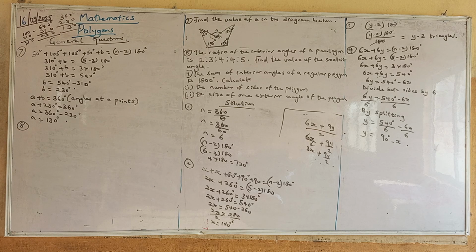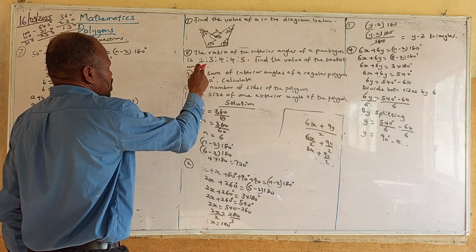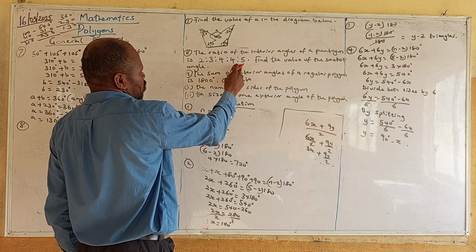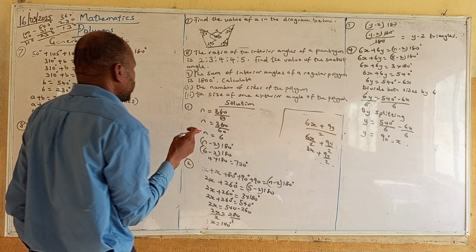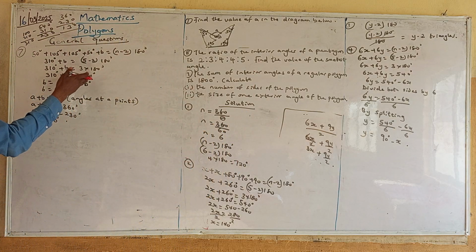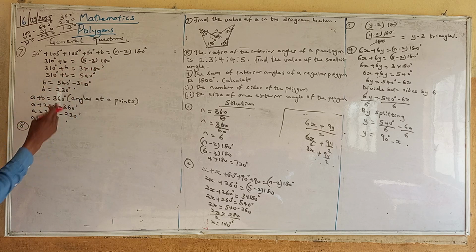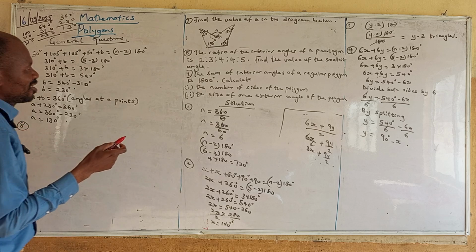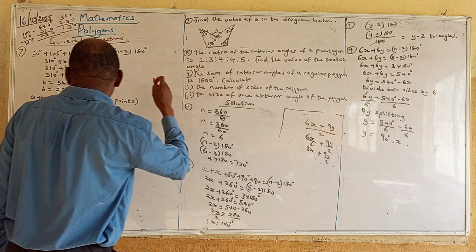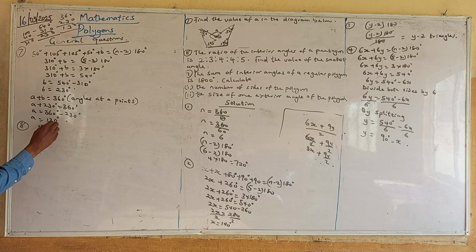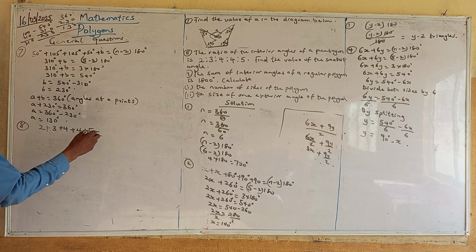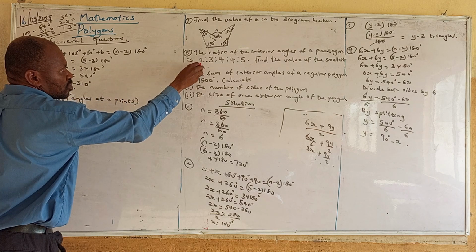Then number 8. I have the ratio of the interior angles of a pentagon as 2 ratio 3 ratio 4 ratio 4 ratio 5. Find the smallest angle. Of course, from what we have been doing, you know that the sum of interior angles of a pentagon is 540. So let me add everything together: 2 plus 3 plus 4 plus 4 plus 5 gives me 18.